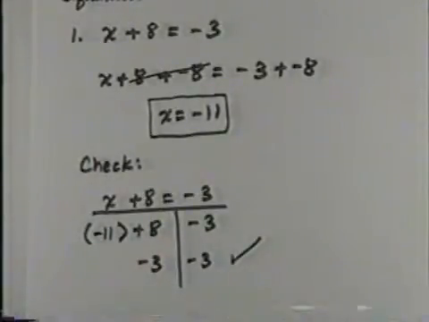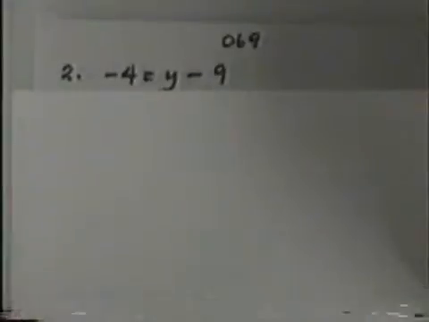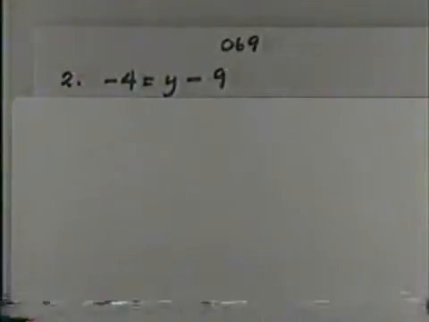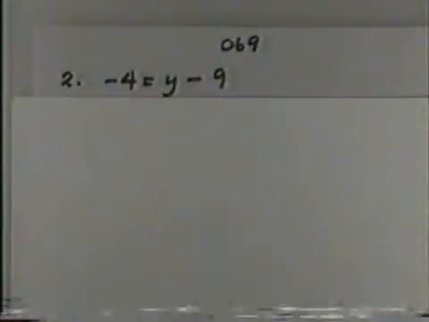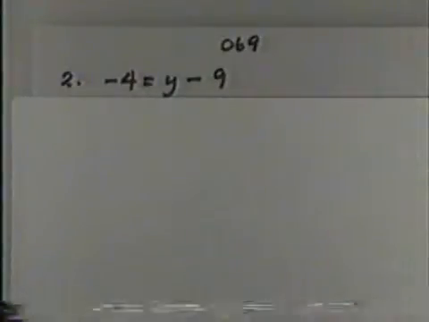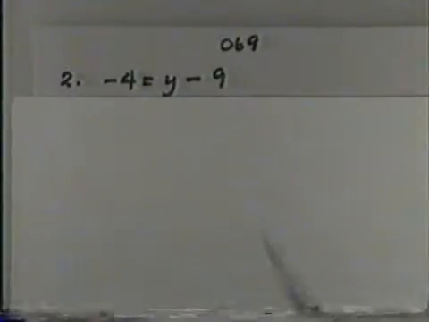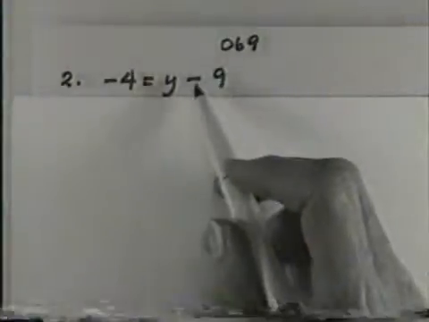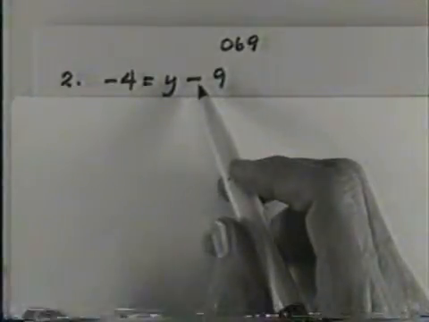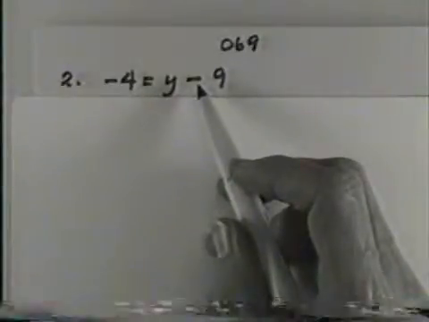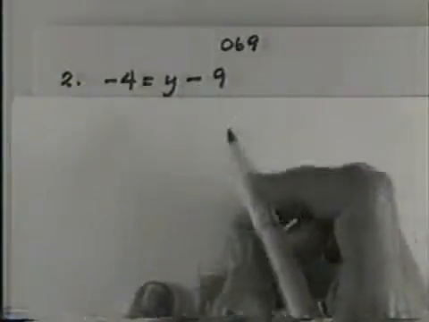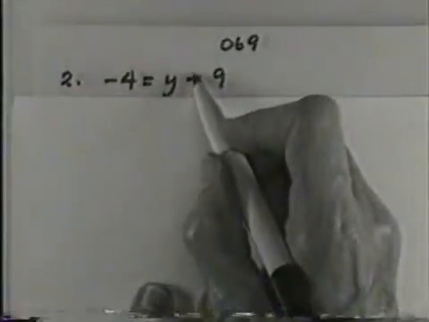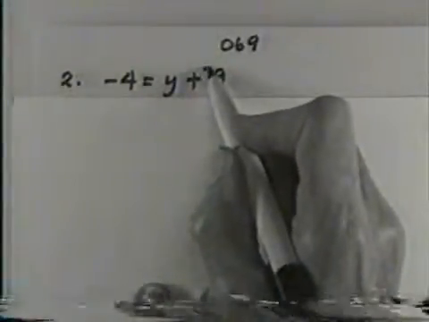Let's do another. Our equation this time is -4 equals y subtract 9. Notice that the variable is on the right-hand side. The extra number with it is 9, but 9 is being subtracted. Remember, however, that subtract 9 means add -9. So let's change this to add -9 right here.